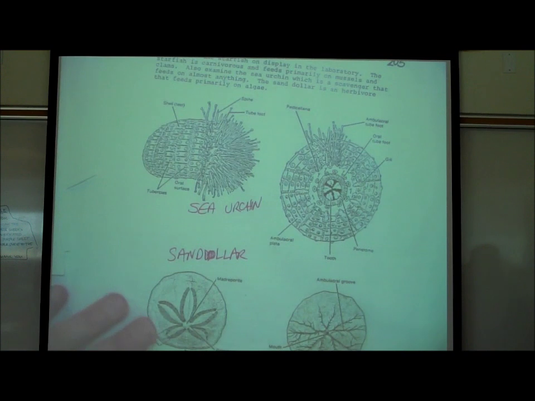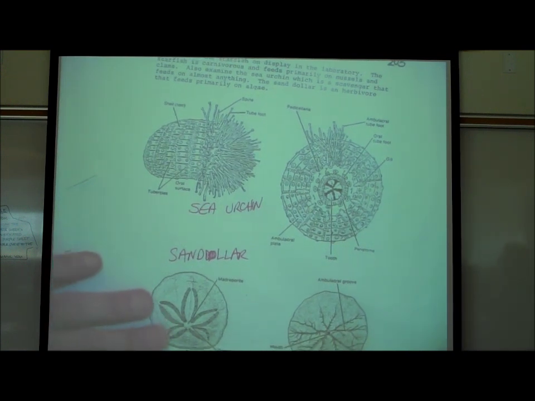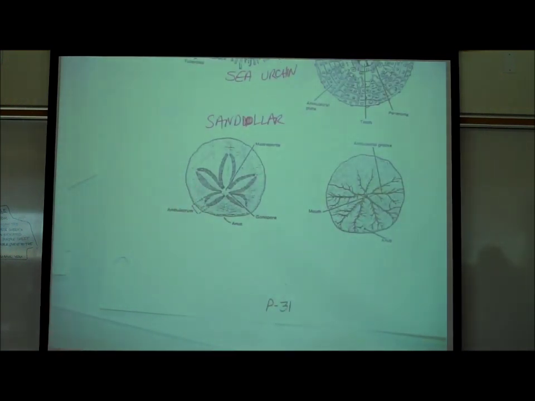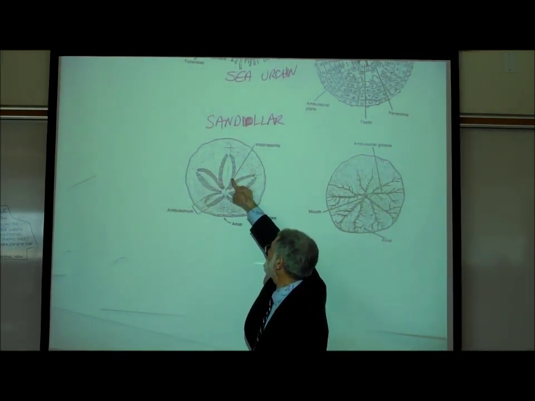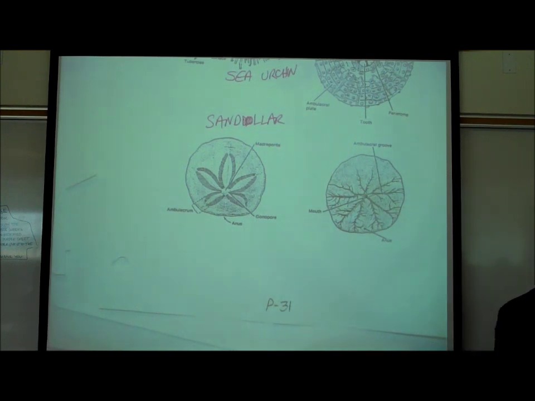On page P31, a sea urchin is also clearly an echinoderm with a spiny skin, and a sand dollar. But a sand dollar is just a living thing, and it's got the emblem of a kind of a starfish on it. It's another echinoderm.